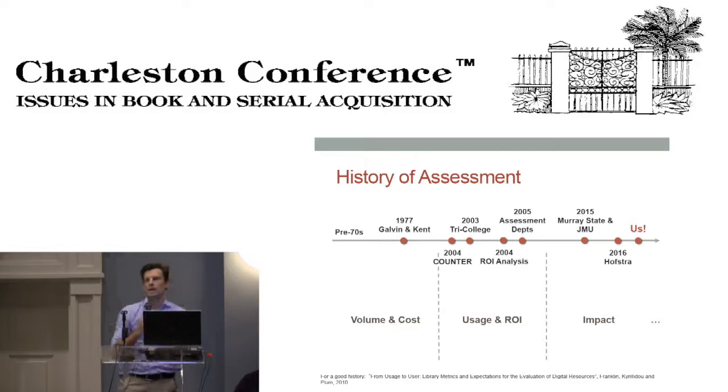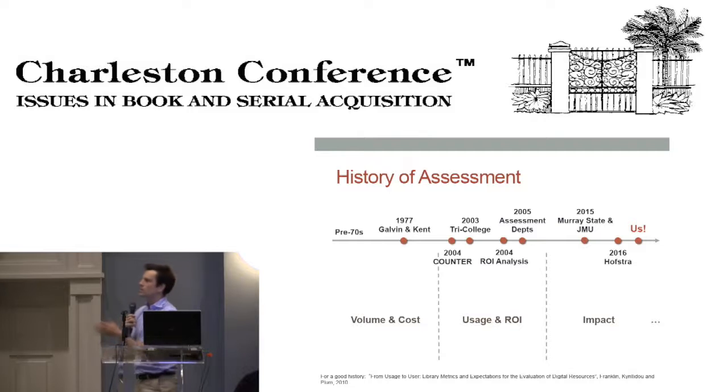Every library up until this point in time had always considered their success and their role on campus around volume and cost. How many books do we have in our library? The more books, the better we are, because we're a research institution. People walk in here to pick up books off the shelves. The more books we have, the better. And also we care about cost because we don't want to be spending too much money.